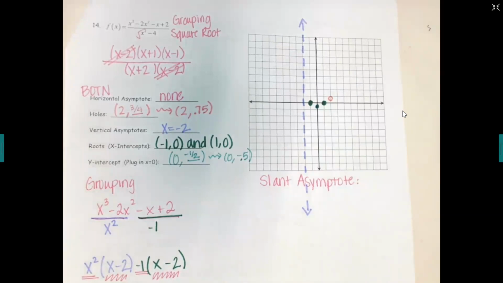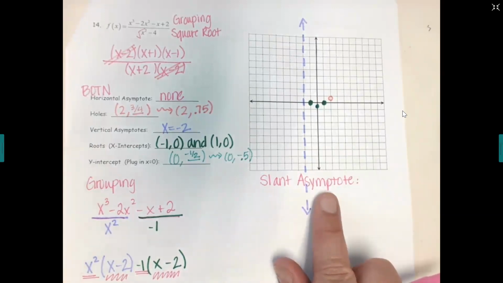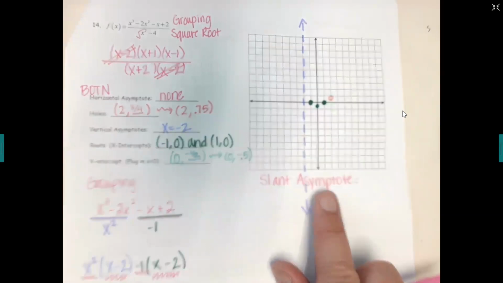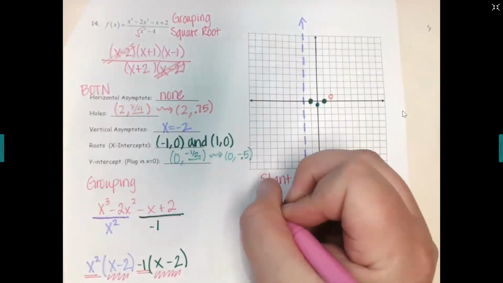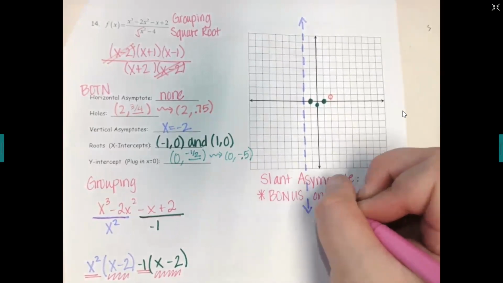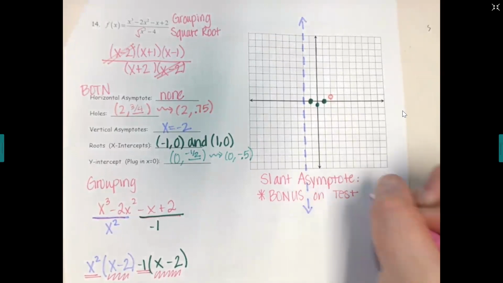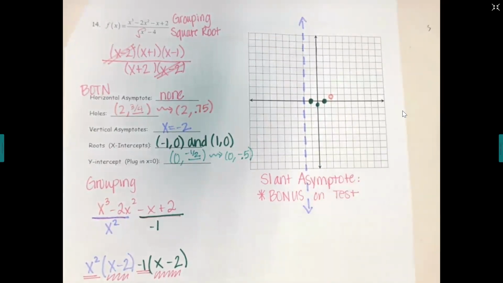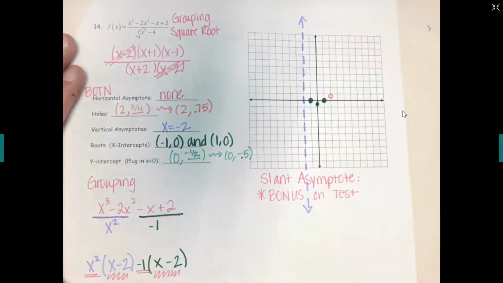What's the last thing we still have to find? Slant. Now, I'll tell you that for your test, since I know long division sucks and slant asymptotes aren't really that important beyond this one unit, it's going to be a bonus. So if you want to put right here, the only time you're going to have to find a slant asymptote is going to be the bonus on your test. But I do want us to review it just because we've covered long division, and I'm hoping you haven't forgotten it.